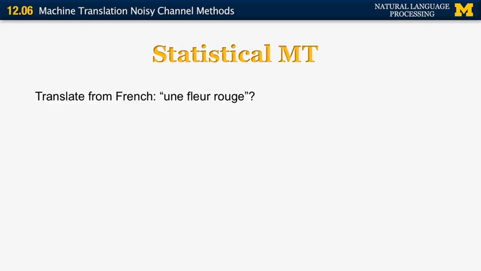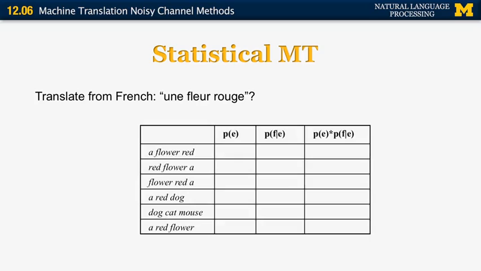So let's look at an example. Suppose that we want to translate from French this expression, une fleur rouge. Let's look at several different candidates. Again, we have an infinite number of candidates for English. We're just going to look at some of them and see how this method works. So the first one is "a flower red." The second one is "red flower a." Third one is "flower red a," and so on.